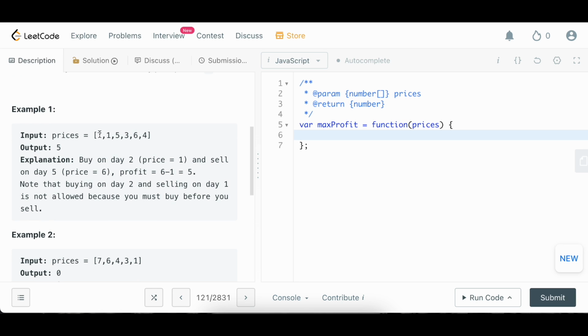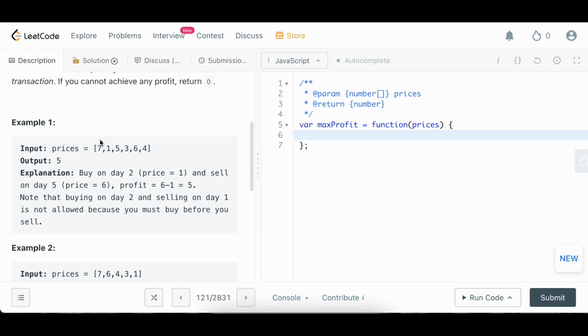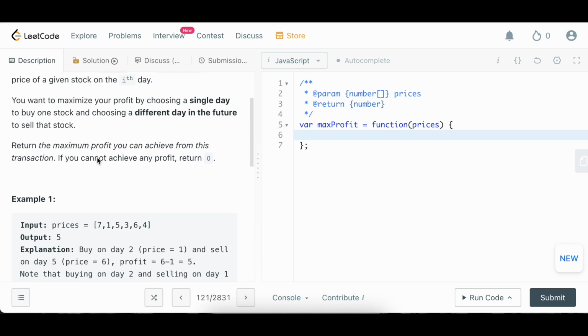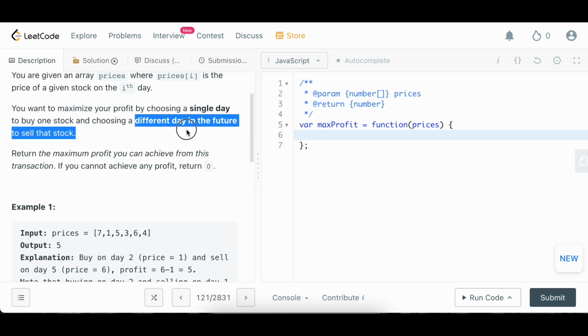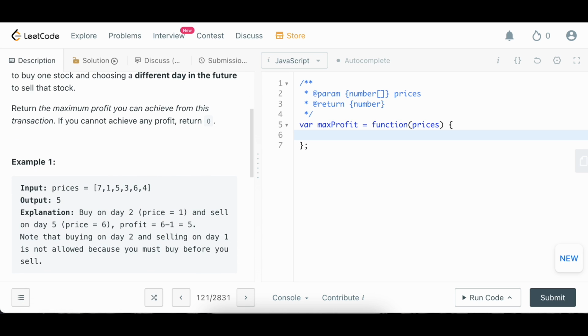And also remember, we cannot sell a stock before buying it, which is why something like 7 minus 1 is not possible, because first you need to buy the stock and then only you can sell the stock, which is exactly what is given in the question. Let's see how we can solve this.